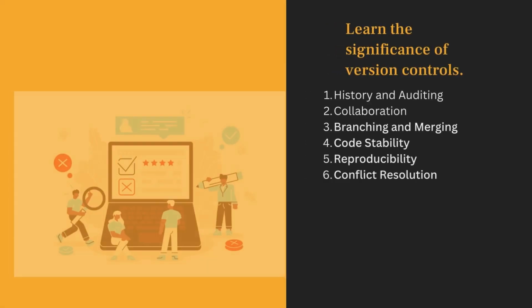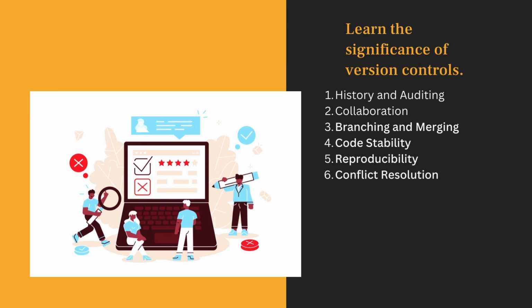Sixth, conflict resolution. In collaborative projects, different developers may make changes to the same file simultaneously. Version control systems provide tools to identify and resolve conflicts that arise when two or more changes conflict with each other. This helps maintain the integrity of the code base.